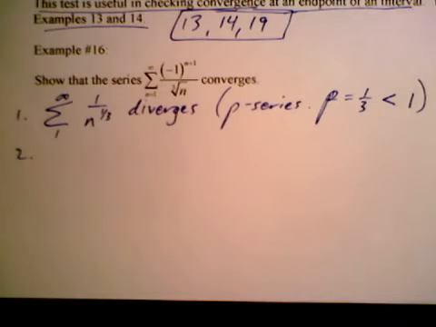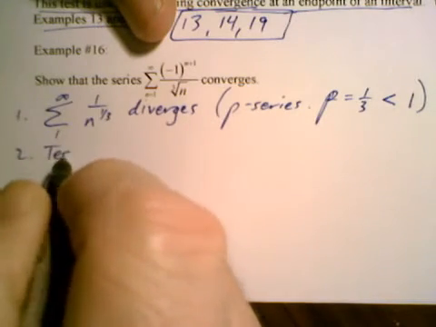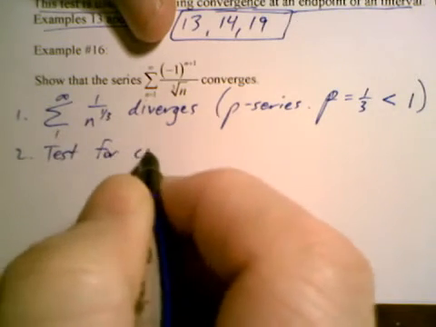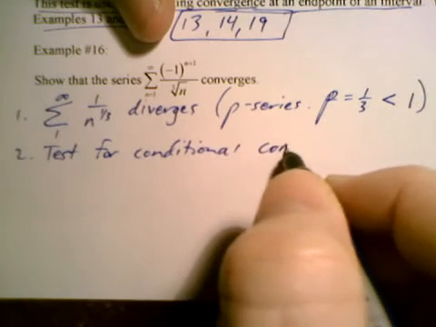You only have to worry about the conditionally part if you're being asked, well, how does it converge? Does it converge conditionally or absolutely? That's when you have to worry about it. But if a series converges conditionally, it converges, period. Okay? So we're going to test again for conditional convergence.